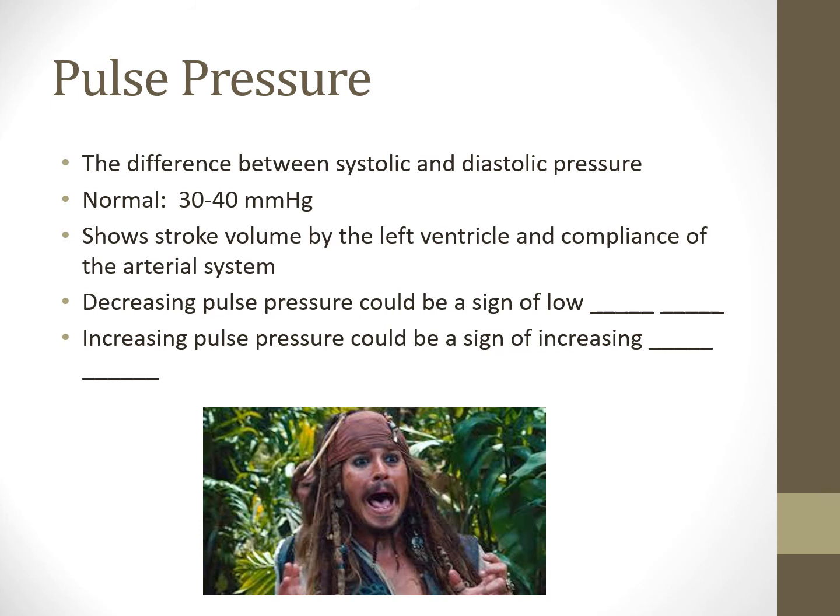So decreasing the pulse pressure could be signs of a low stroke volume. So let's say we have a pulse pressure of 40, and we intubate this patient and we put them on positive pressure ventilation, and now our pulse pressure is 25. What happened to their stroke volume? What happened to the amount of blood being squeezed with each beat? It went down, right? So we're causing some sort of restriction on blood from being squeezed out.